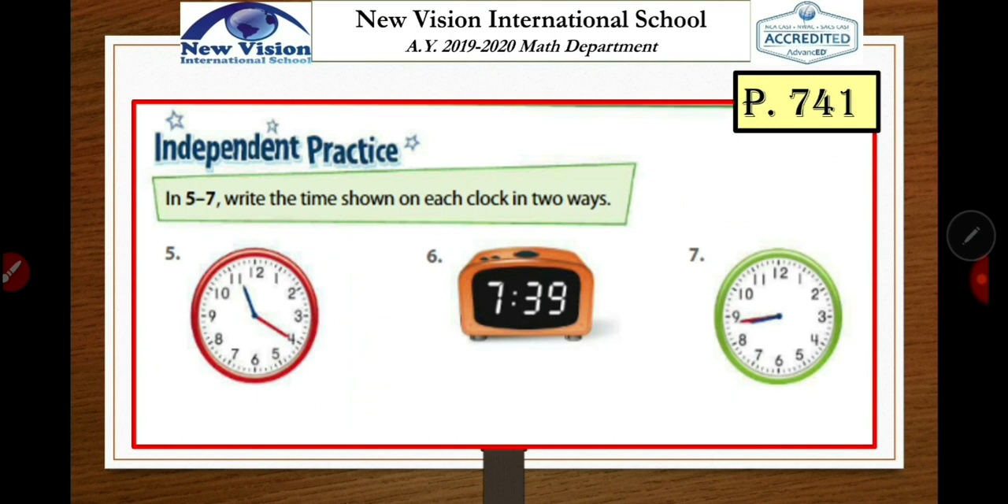Now we have here page 741. We have number 5 to 7. Write the time shown on each clock in 2 ways. Number 5, what is the time?